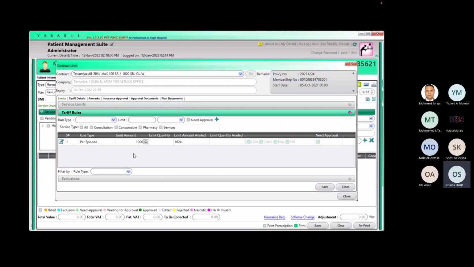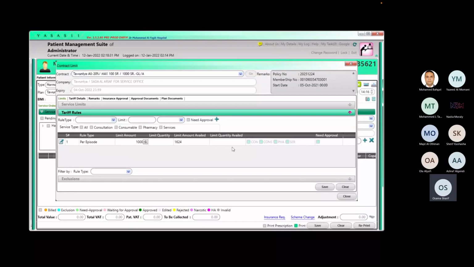So you see what they're doing. For this particular patient, they have seen that per episode he can bill 1,000. His limit is 1,000 at gross amount. The amount that the patient has so far availed is already 1624, which means what? That he's already gone beyond that limit. Probably billed some things already, and that's why every item after this is going to need approval. This per episode limit of 1,000 is on consultation, consumables, pharmacy, and services.